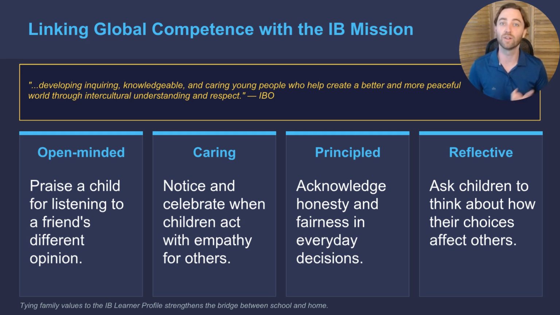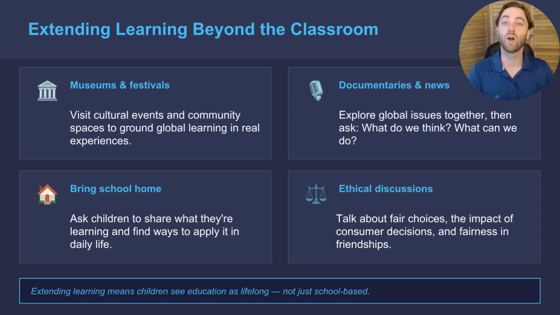Praising a child for listening carefully to a friend's different opinion. Noticing and naming when they act with empathy. Acknowledging honesty and fairness in everyday decisions. Asking them to pause and think about how their choices might affect others. These aren't big interventions. They're just the language of a family that's paying attention to the kind of person their child is becoming.